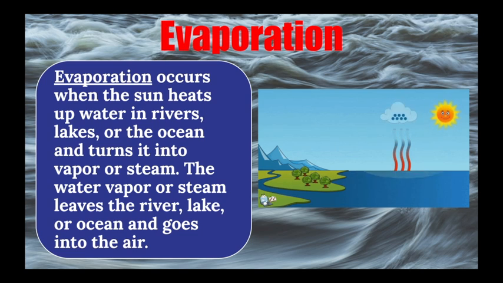Evaporation. Evaporation occurs when the sun heats up water in rivers, lakes, or oceans and turns it into water vapor or steam. The water vapor or steam leaves the river, lake, or oceans and goes into the air.